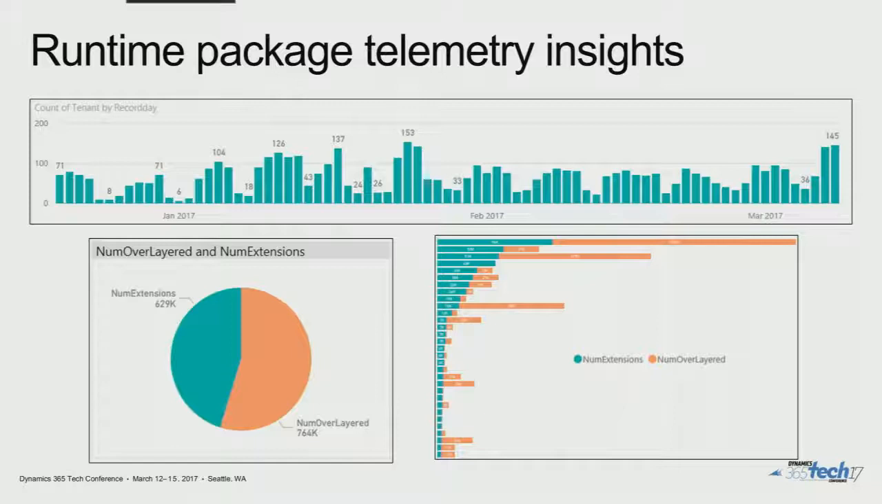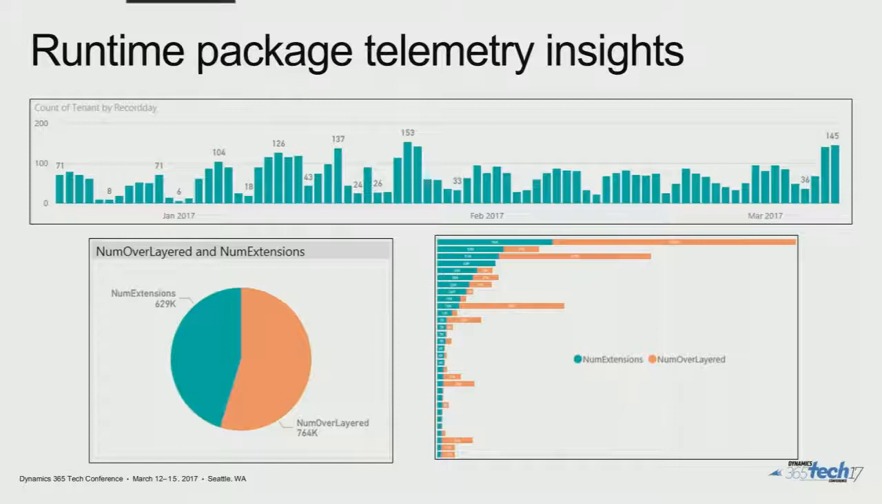The top just shows the number of tenants that are deployed every day. So the last number there is 145. So up to 150 tenants are being deployed every day, and we're pulling that information from those packages that go into those tenants.